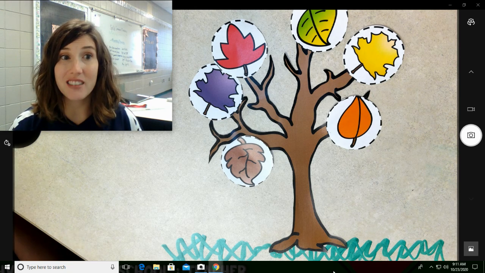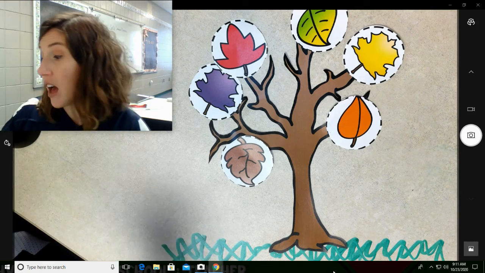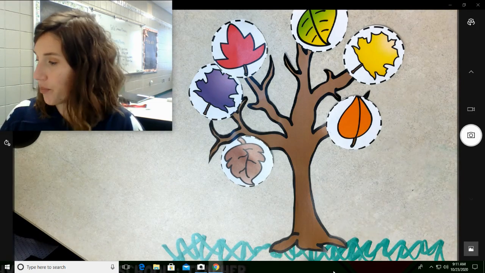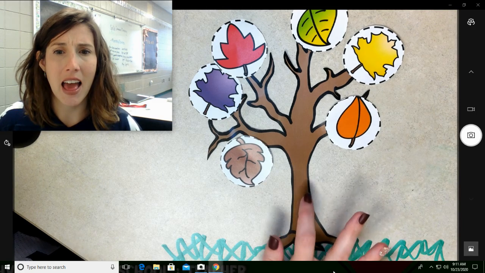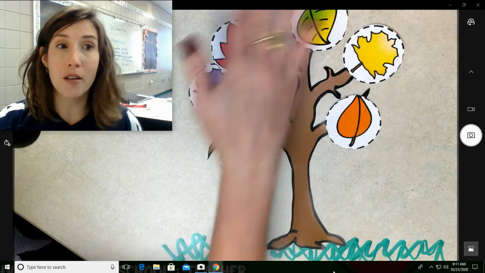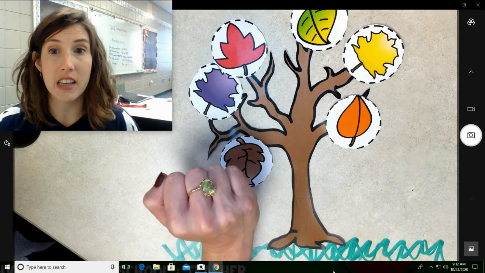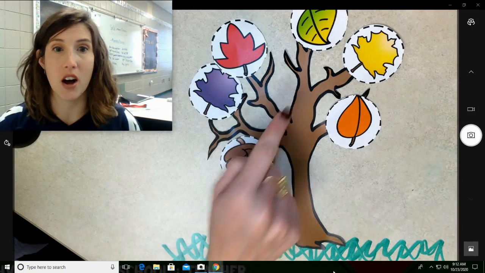That song has a rhyme in it. Most songs do have a rhyme. I want you to look at my tree. This is a tree. What is this? A tree. And on my tree, there are lots of leaves. Look at the leaves that are on my tree.